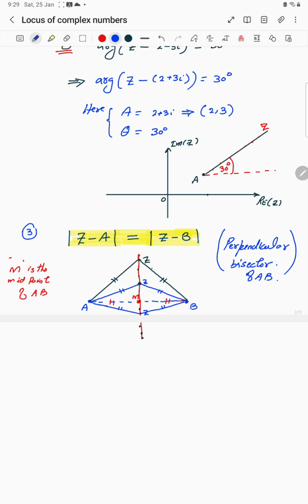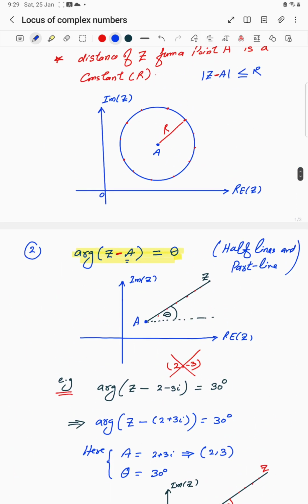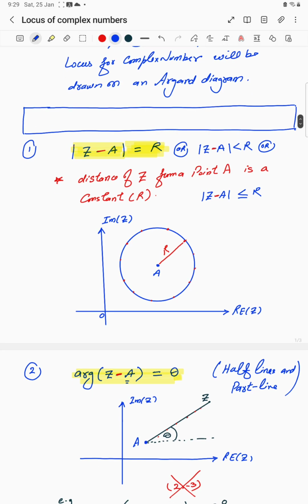Only three cases of locus we know. Types of locus. Number 1: when you have the modulus of z minus a equal to r, or any other inequality, we can say that the distance of z from a fixed point A is a constant. That means the shape of the locus will be a circular shape, as you can see here.